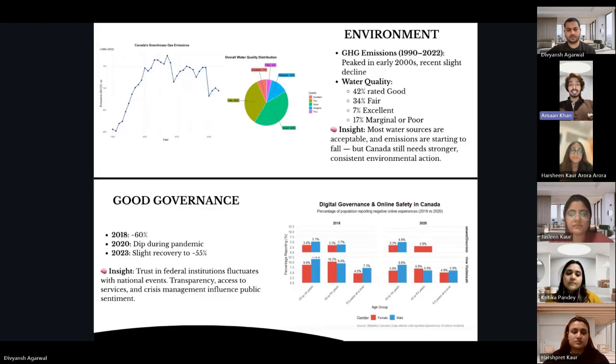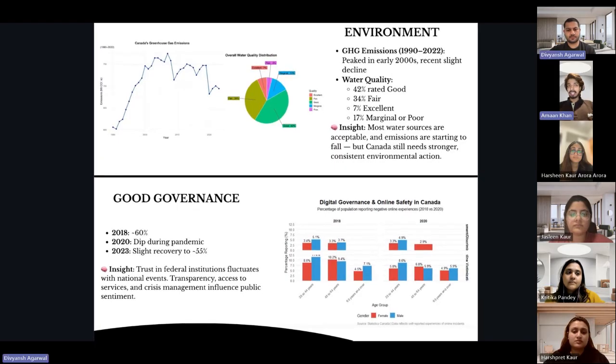By 2023, we see a slight recovery with trust levels rising back to about 55%. Although this is encouraging, it's still below pre pandemic levels, indicating that there's work to be done to rebuild the confidence. And now here are the key insights I want to emphasize. Trust in federal institutions fluctuates. It is not static. It is sensitive to how well institutions respond to major events and how connected people feel to the decisions being made on their behalf.